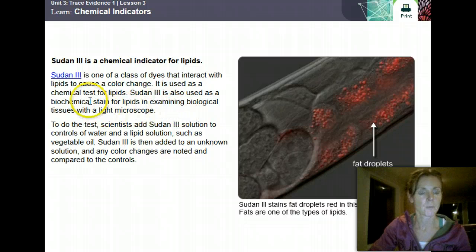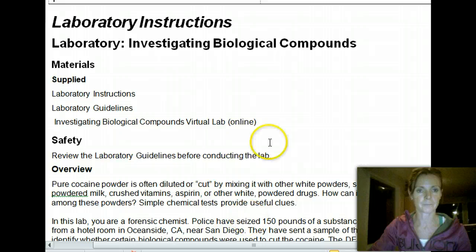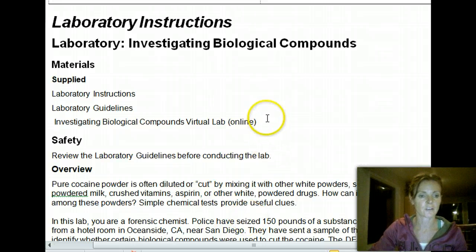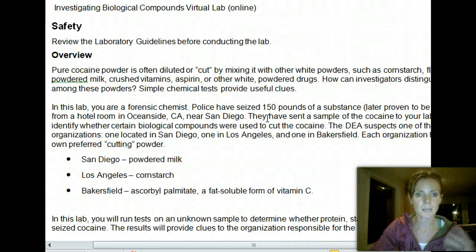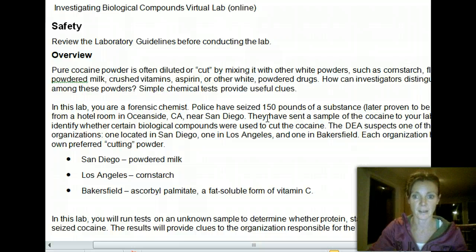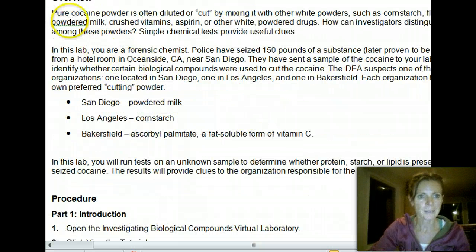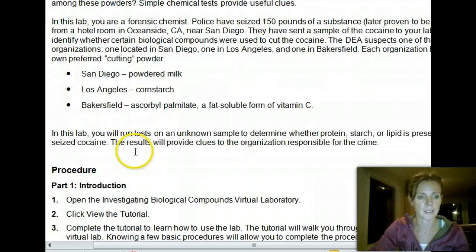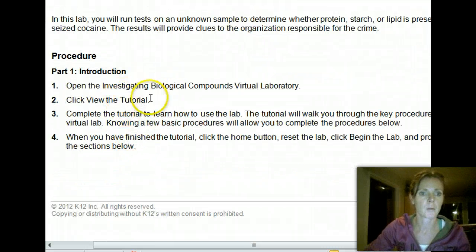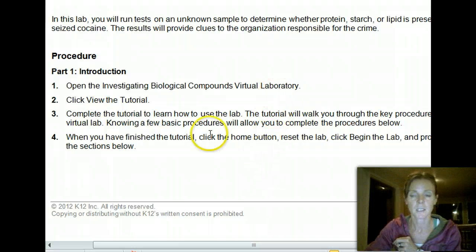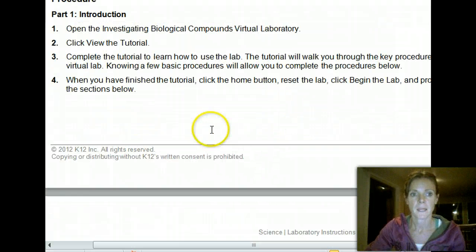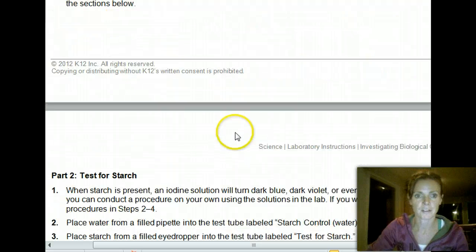Okay. So again, in your lab, and I'm going to open up your lab instructions, you need to be able to explain these different tests, okay? So basically, we went through this first part right here, but the procedure says, open the Investigating Biological Compounds Virtual Laboratory, which we'll get to in a second. We're going to do the tutorial together, and then I'll go through some other things for you.